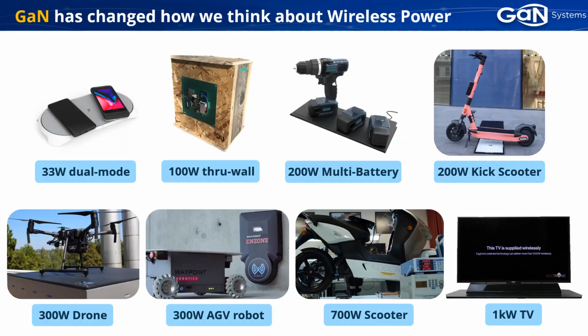So let me show you some real world examples where customers are using our GaN to change how they think about wireless power. And you can see from this selection that power levels are not a barrier, from 33 watts all the way up to a kilowatt. We've had some customers design systems that are dual mode, so they can do WPT 1.0 and 2.0. You can see in the second example here, the 100-watt through wall, that space and air gaps are not a limitation. This is a design with a 200mm air gap between transmitter and receiver.